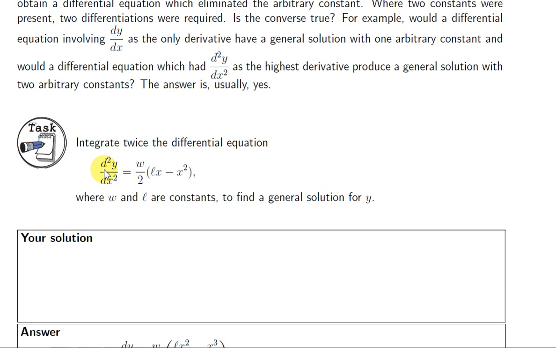Now in this example we have the second derivative of y with respect to x equals w over 2, which is a constant, times lx minus x squared. W and l are constants. So we want a function y, function of x, such that the second derivative is this thing. So we need to integrate this thing twice.